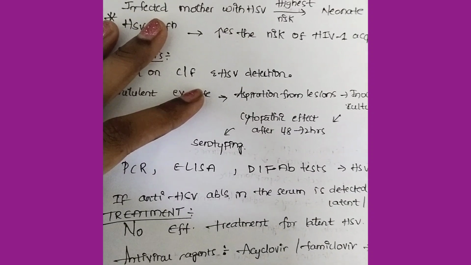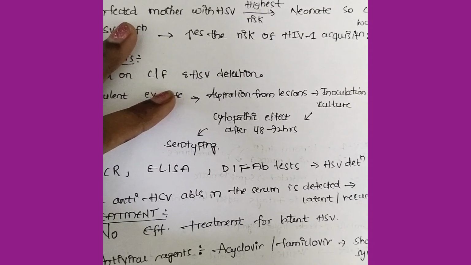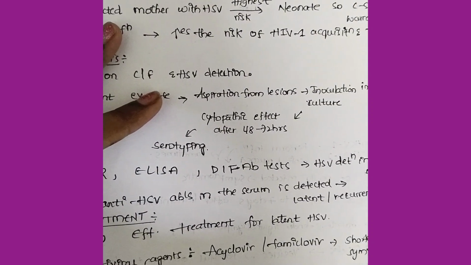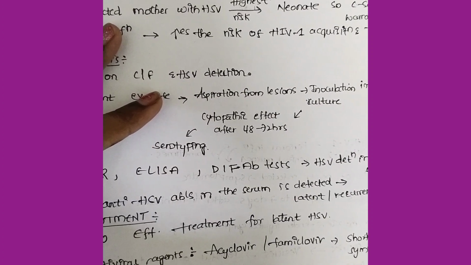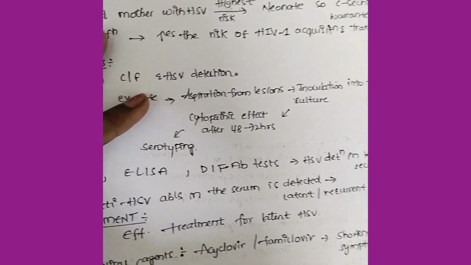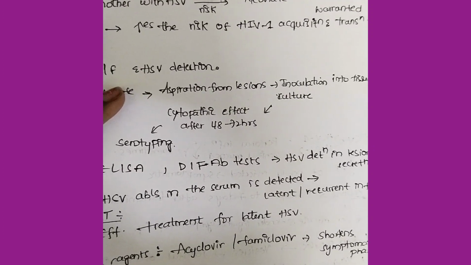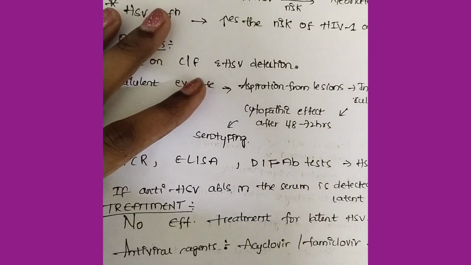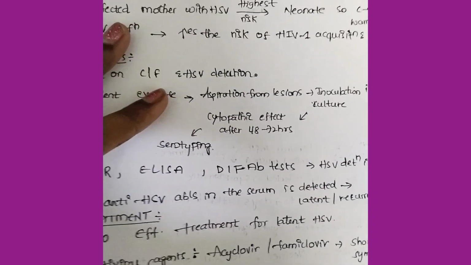As for treatment, there is no effective treatment for latent HSV, even though we have some antiviral agents. We have acyclovir and famciclovir. Acyclovir is prescribed at 500 mg, 5 times a day for 5 to 10 days. Famciclovir also shortens the active symptomatic phase of the viral transmission, and the ultimate treatment will be vaccination.